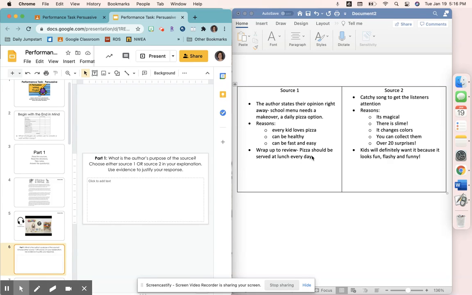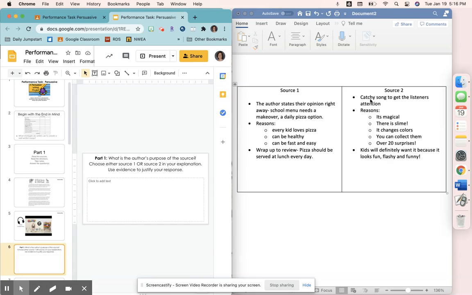So these are the notes that I took. Source number 1, I said the author states their opinion right away. School menu needs a makeover, a daily pizza options. The reasons that they gave said every kid loves pizza, it can be healthy, it can be fast and easy, and then they wrapped it up to review, pizza should be served at lunch every day.